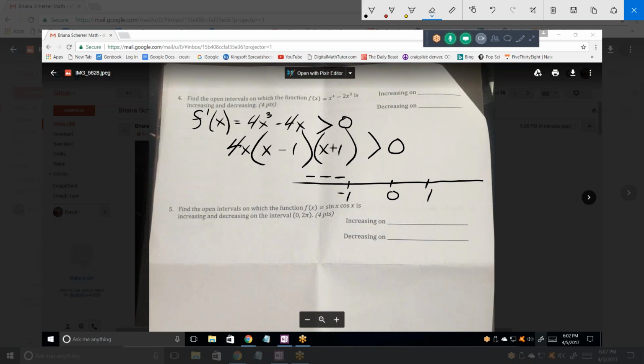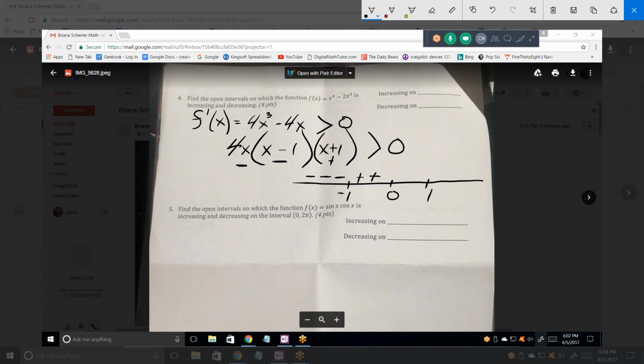So let's do the next interval. What number should you pick? We could do -1/2. Okay, what's 4x? Negative. What's x minus 1? Negative. And what's x plus 1? Positive. So that is positive there in that entire interval. In other words, all you have to do is check one number in that interval, and whatever it gives you applies through that whole interval.